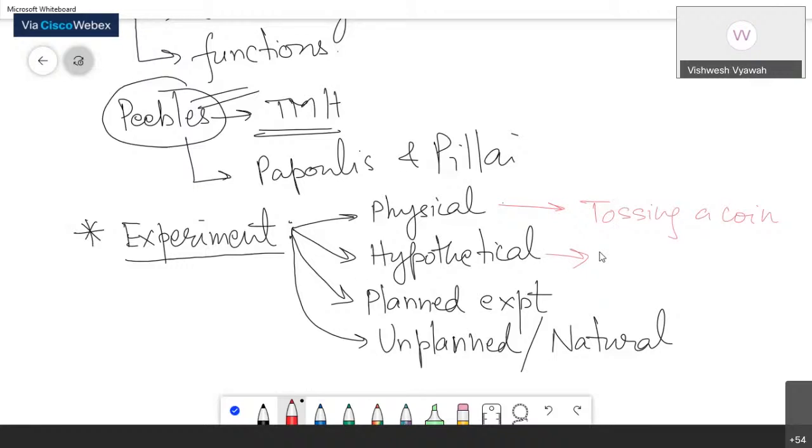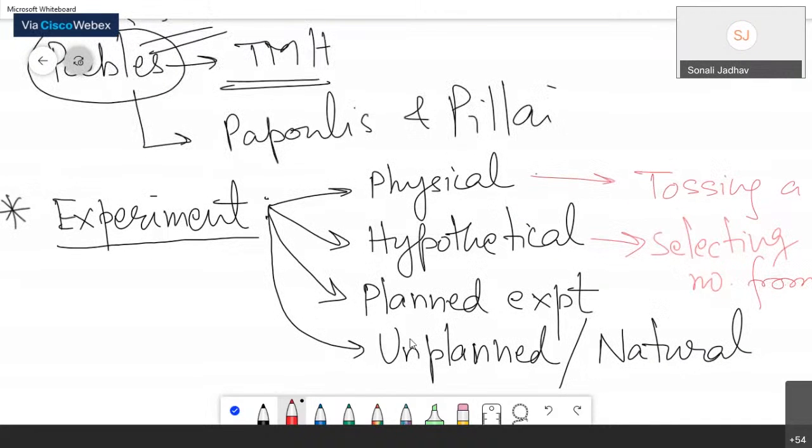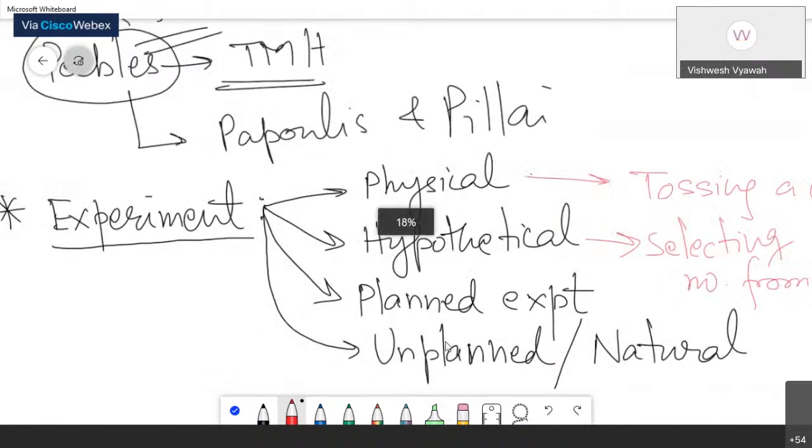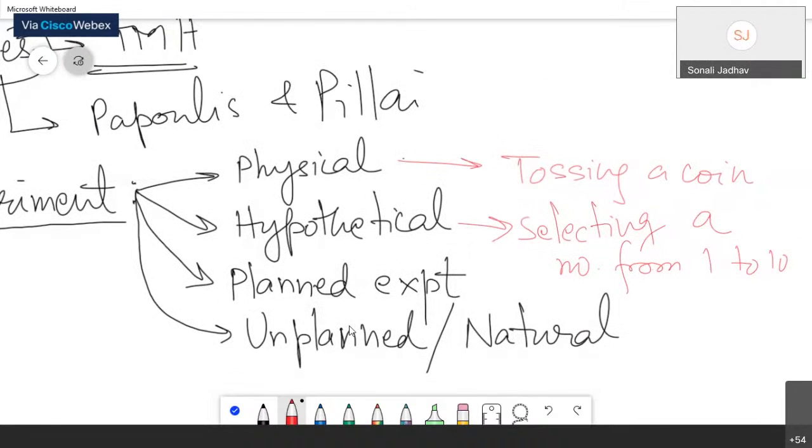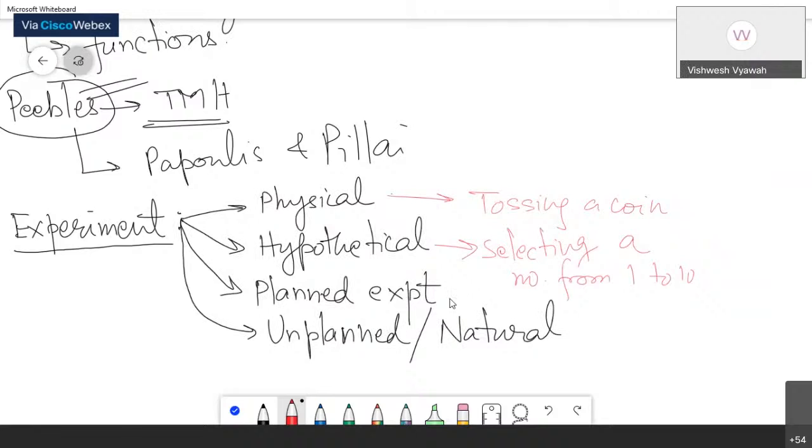A hypothetical experiment is selecting a number from 1 to 10. Now, this is a hypothetical experiment. You just imagine in your mind that there are 10 natural numbers, and you are trying to select a number from this. Again, these are examples of planned experiments. This is also an example of a planned experiment. This is also an example of a planned experiment.